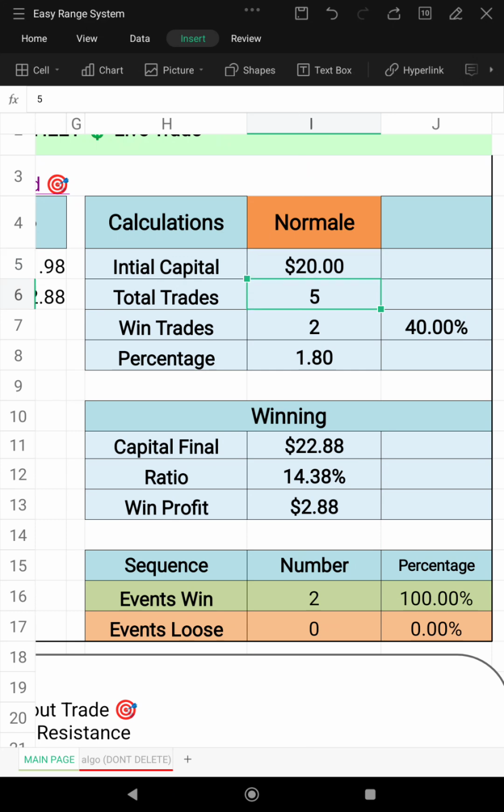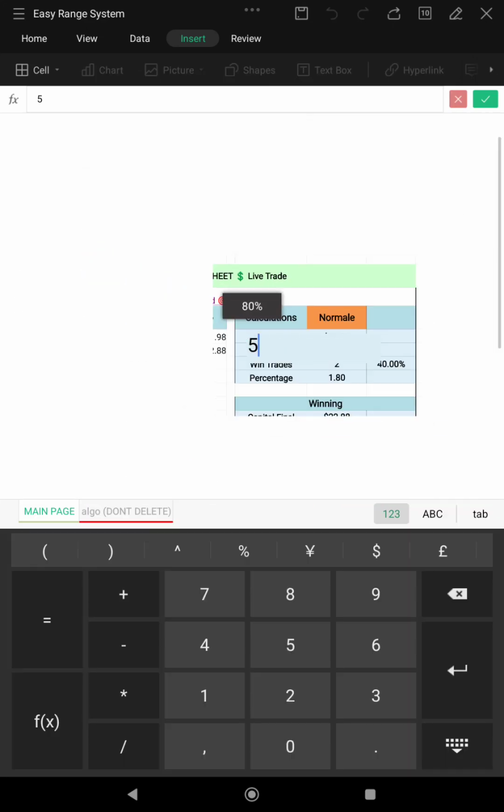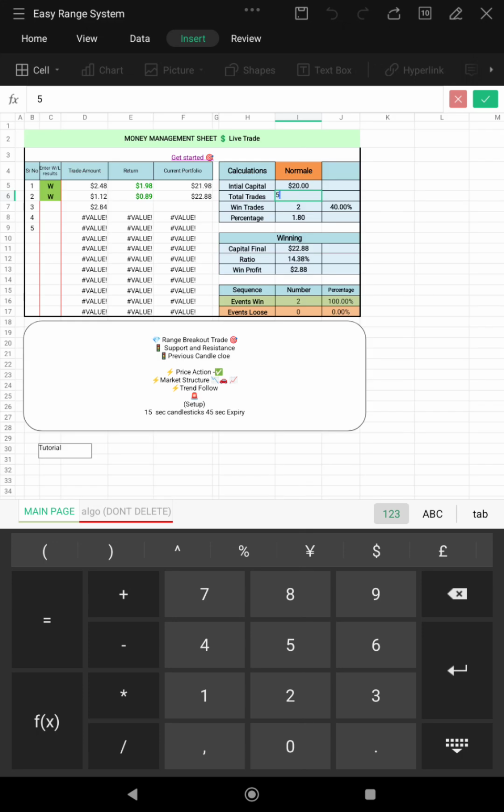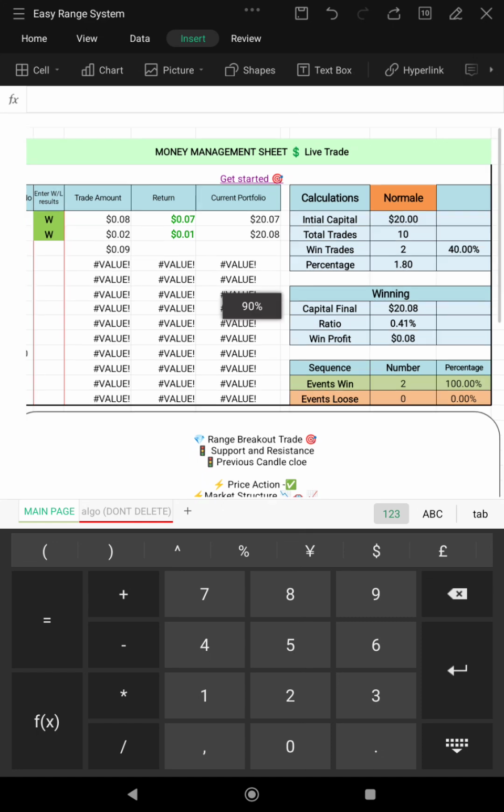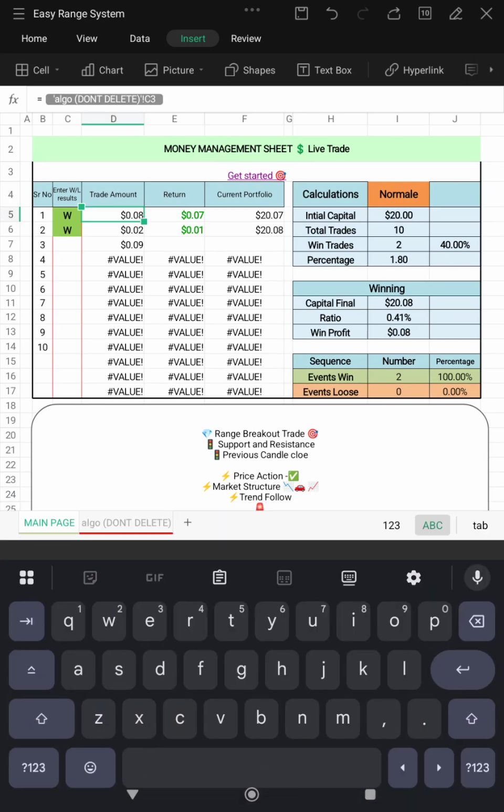You will see, even if you come and say, let's say for example put 10. Let me zoom out so that you can see everything as it is happening. Okay, let me say 10 trades. You see everything else changes. That's how it changes, guys. That's how it changes.